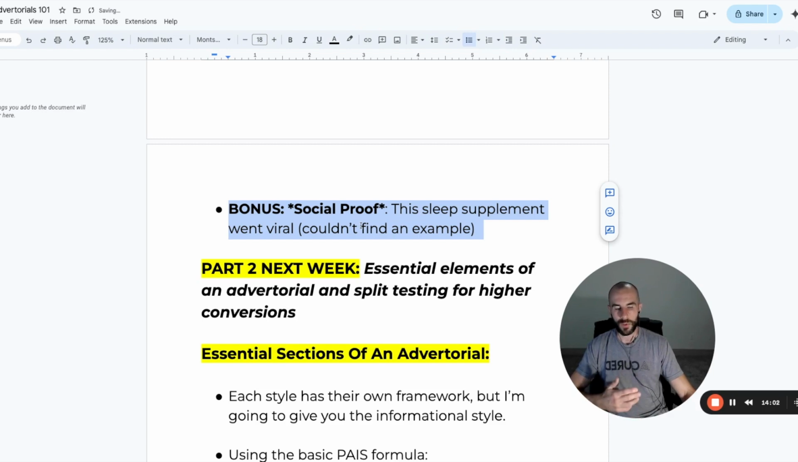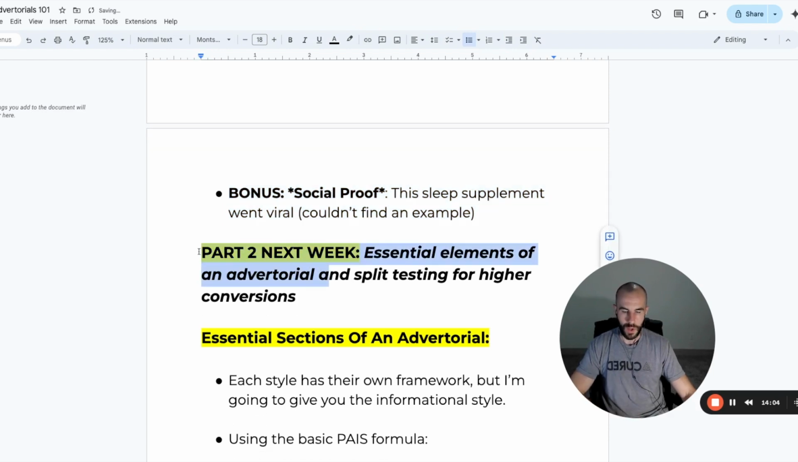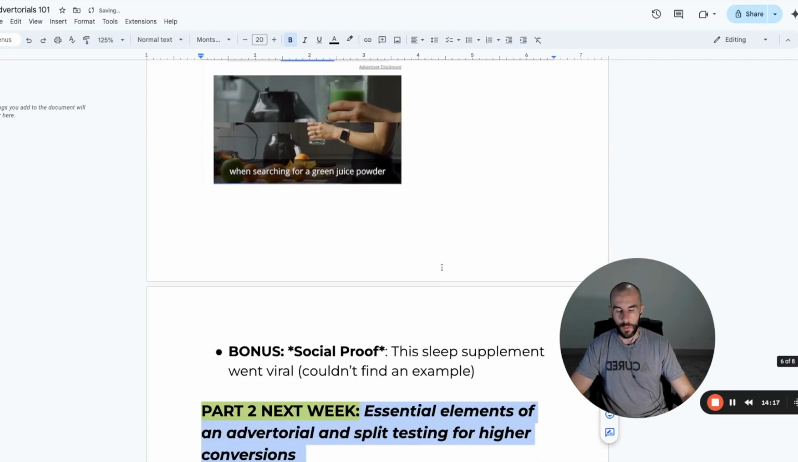So that is what I got for you guys this week. Next week, we're going to be looking at the essential elements of an advertorial and split testing them, and what you should be looking at split testing and optimizing to get the best click-through rates, highest conversions, and most sales. So I hope this helps.